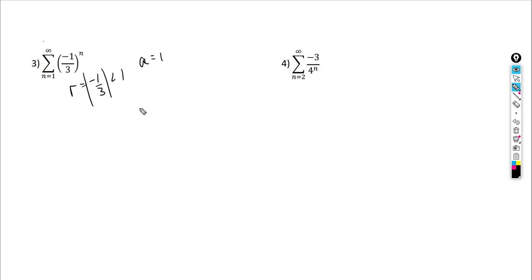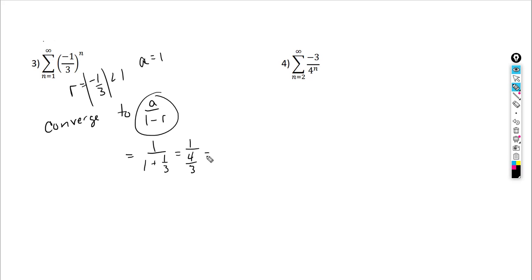So because it converges, we have to find the values from n equals 0. How do we do that? Well, here's how. Because it's going to converge to a over 1 minus r, and because it converges, this is less than 1, I can find this value. That value is 1 over 1 plus a third, which is 1 over 4/3, which is 3/4. So this series is going to converge to 3/4, based on n being 1.